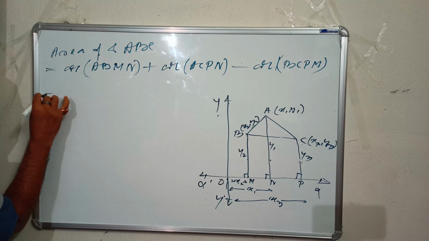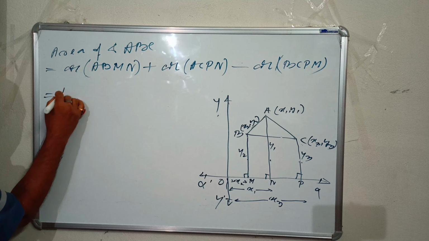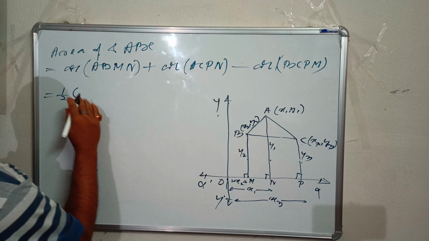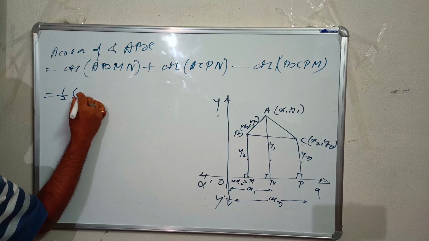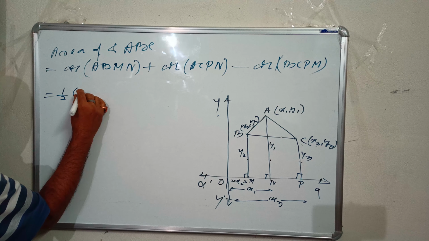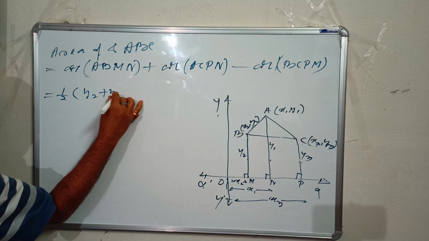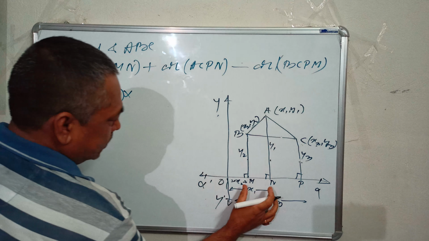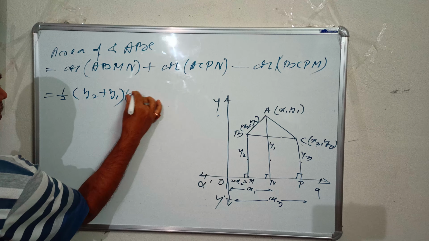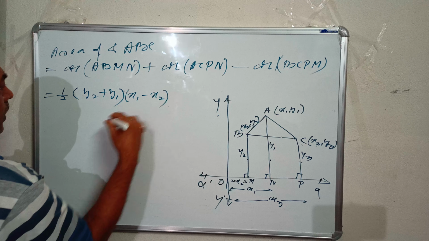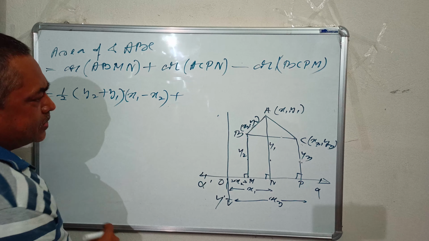Okay, now for this one, it is a trapezium, so its area is half into the sum of the parallel sides. Half into the sum of the parallel sides means y2 plus y1, into this distance, which I told you is x1 minus x2. This is the area of this trapezium, plus the area of ACPN.